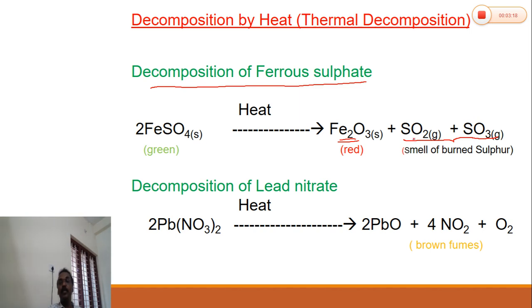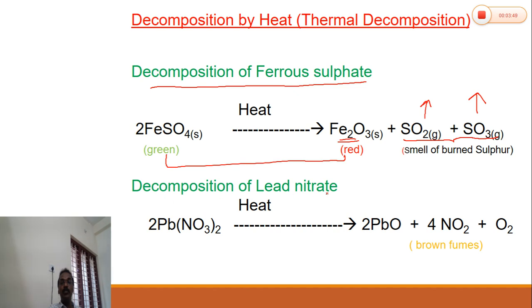Two gases are formed there, sulfur dioxide and sulfur trioxide, SO2 and SO3. They have the smell of burnt sulfur. So what are the changes taking place? Evolution of gas and a color change. Evolution of gas, that is the smell of burnt sulfur. Why the smell of burnt sulfur? It is due to the production of SO2 and SO3. SO2 is sulfur dioxide, SO3 is sulfur trioxide. The color changes from green to red. This is the decomposition of ferrous sulfate.